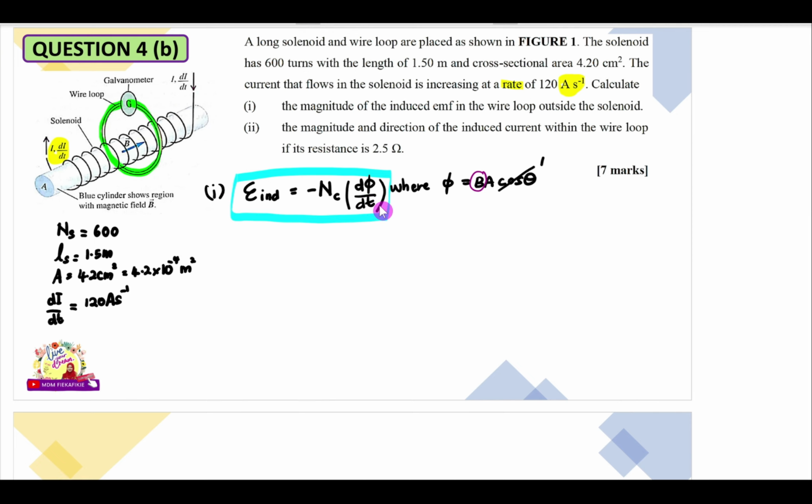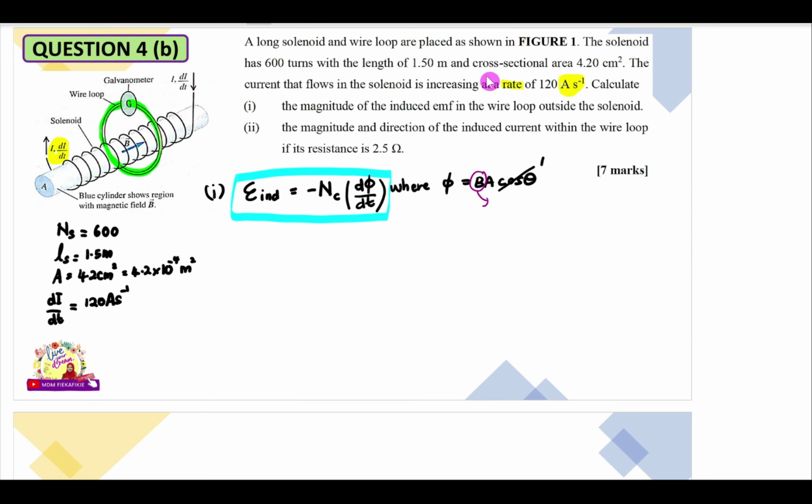Kenapa ada perubahan magnetic flux? Patah balik, sebab ada perubahan atau peningkatan di dt ini. Okey, jadi B ini, magnetic field ini, dia mesti rujuk kepada siapa? Okey, dia mesti rujuk kepada magnetic field at center of the solenoid. Magnetic field ini kita kena kira menggunakan equation.